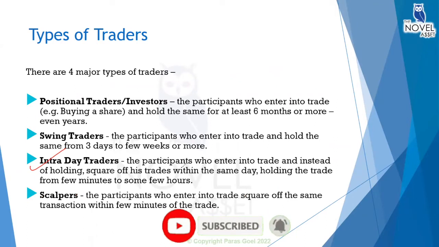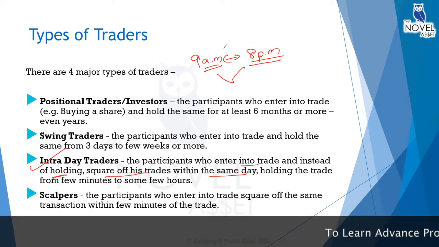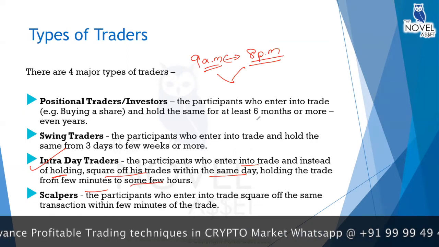Next are the intraday traders, which we are going to focus on the most. These are the participants who enter into a trade and, instead of holding, square off their trades within the same day. Let's say I started trading at 9 a.m., and within the same day, let's say 8 p.m., I got out of my trade. Holding for a few minutes to a few hours, I'm an intraday trader.